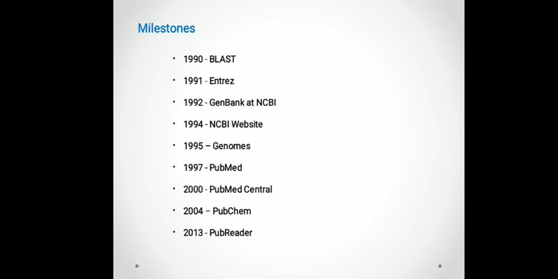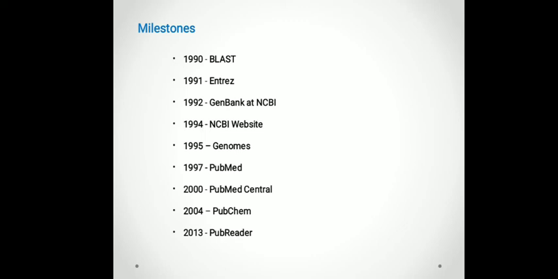After that, let's see the milestones of NCBI. The list below are some of the major milestones from the many that have occurred over the past quarter of a century. In 1990, the Basic Local Alignment Search Tool, or BLAST, is introduced. Optimized for speed, the sequence comparison algorithm quickly finds sequences similar to one's query.